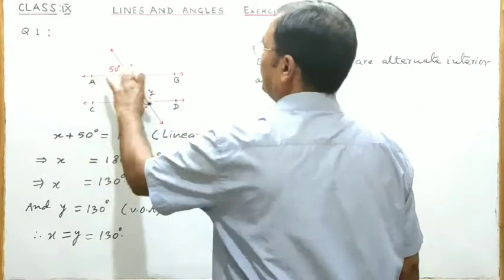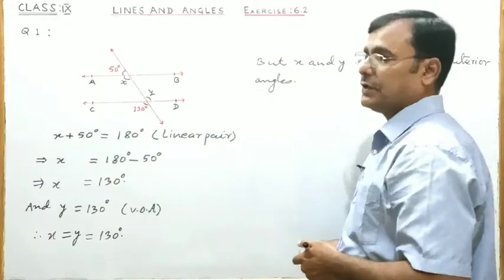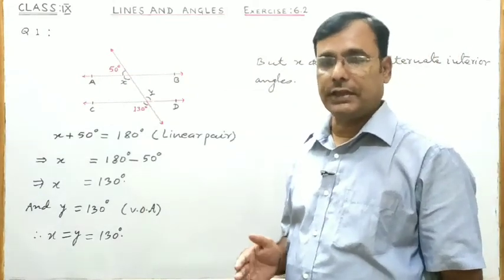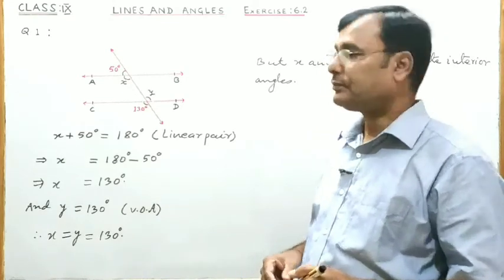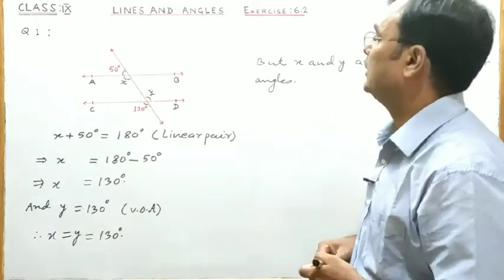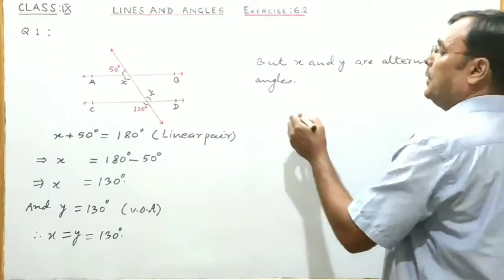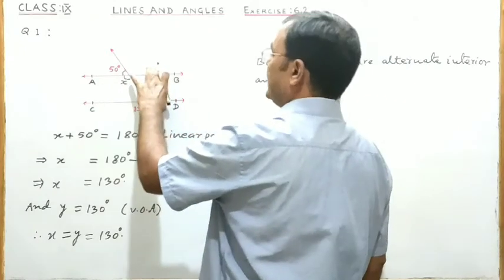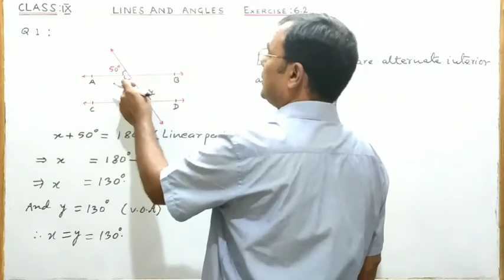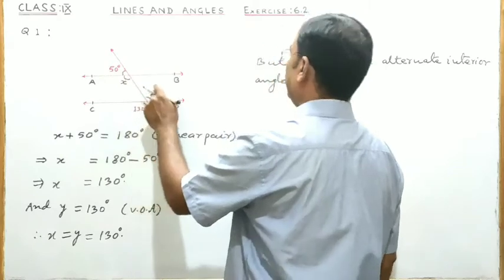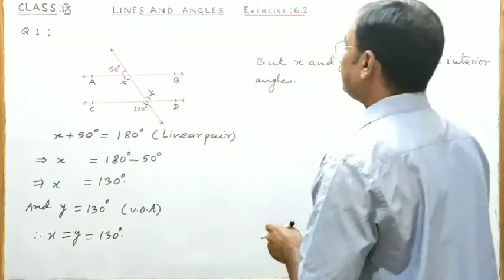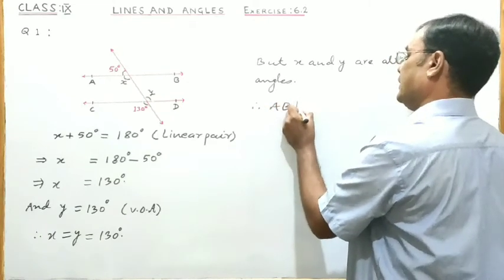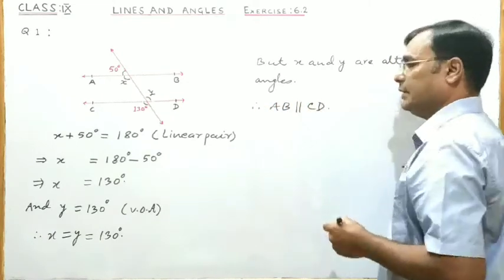AB is parallel to CD, because if a transversal intersects two lines such that a pair of alternate interior angles are equal, then two lines are parallel. So here transversal intersects two lines AB and CD such that alternate interior angles x and y are equal. Therefore AB is parallel to CD.